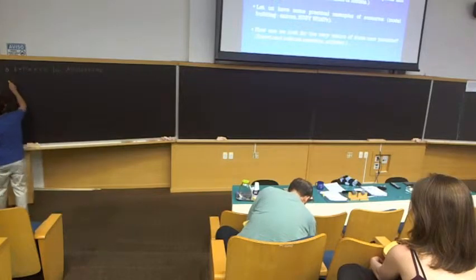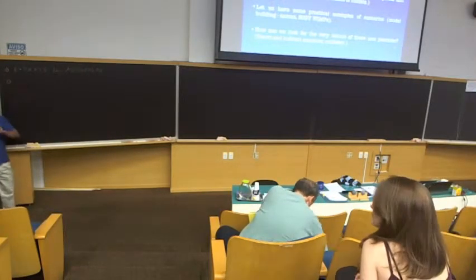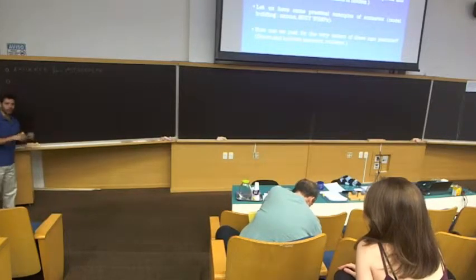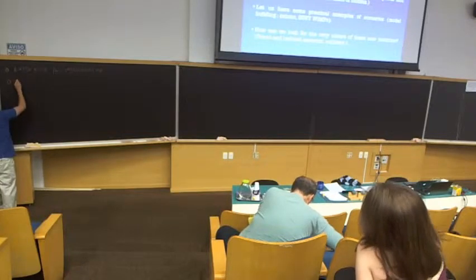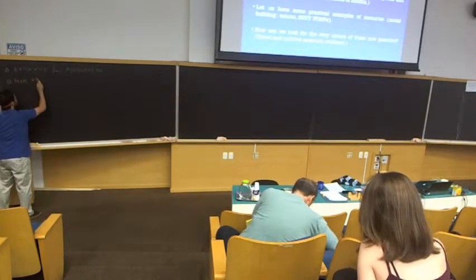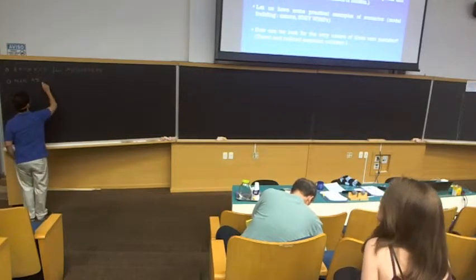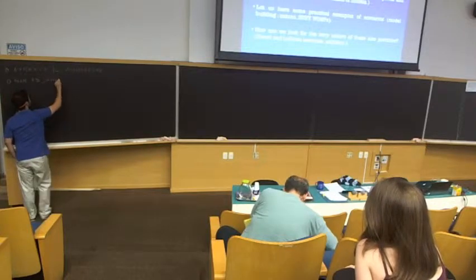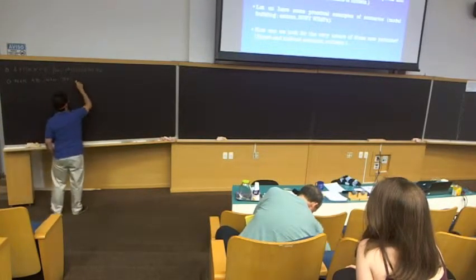Then we got some properties. Actually, we got some properties complying with what it is not, so non-properties. So it has to comply with the relic abundance. It has to be non-baryonic. It has to be cold.